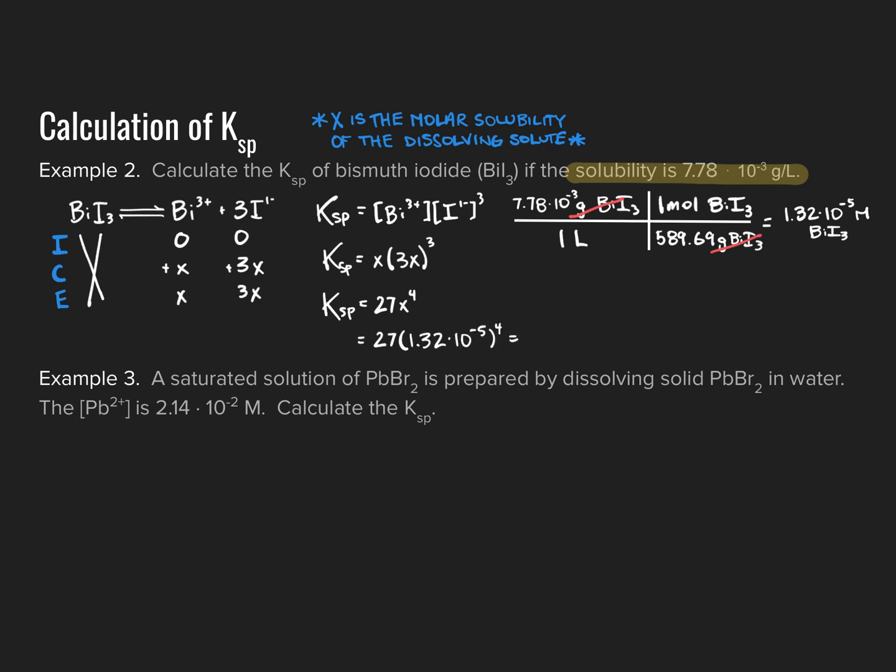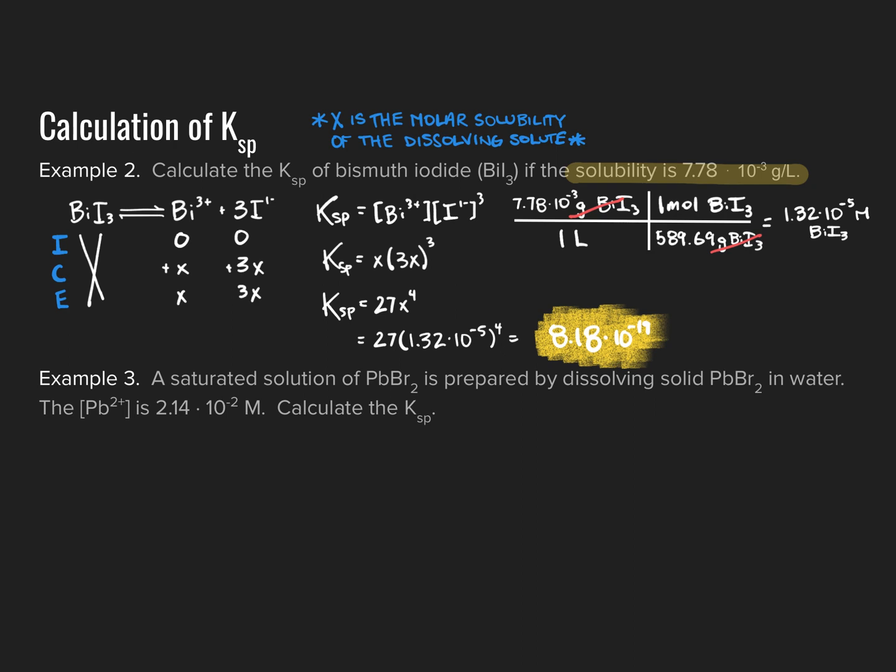That now becomes 27 times that x value of 1.32 times 10 to the negative 5th, which gets raised to the 4th power. And we can go ahead and multiply out here. I now get a value of, it appears from my calculation, 8.18 times 10 to the negative 19th for the value of KSP in this problem.